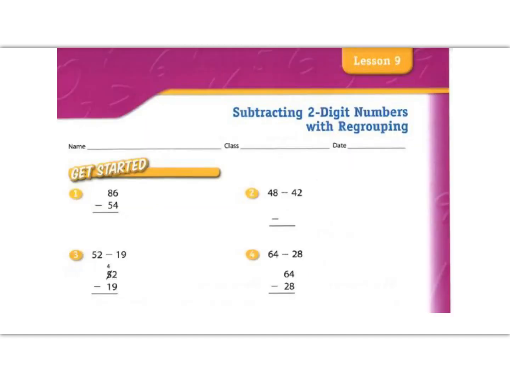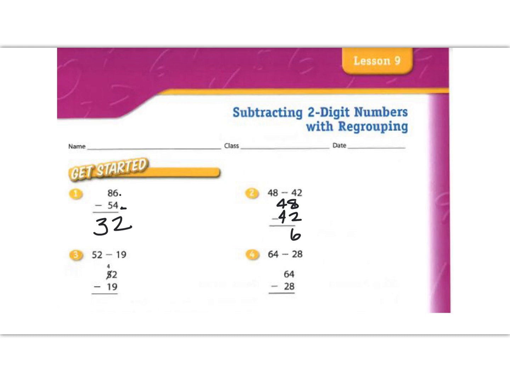So if we look here, let's do some practice ones. First, we have 86 minus 54. Well, 6 minus 4 we can do because 4 is not more on the floor. So 6 minus 4 is 2, and then 8 minus 5 is 3. 48 minus 42. Remember, always line it up. Line up those place values. So 8 minus 2 is 6. 4 minus 4 is 0, so the answer is just 6.